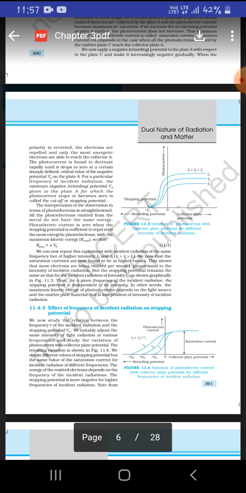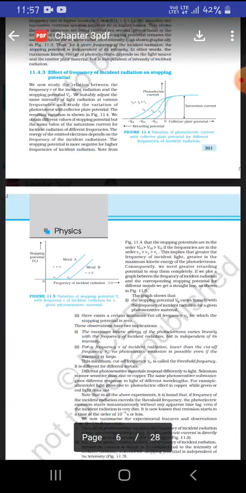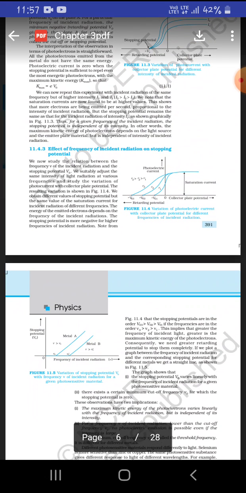So, the effect of frequency of incident radiation on stopping potential. How it works: we keep the intensity of light the same, adjust the radiation to various frequencies, and study the variation of the photocurrent with the collector plate potential. This is the collector plate potential in diagram 11.4.